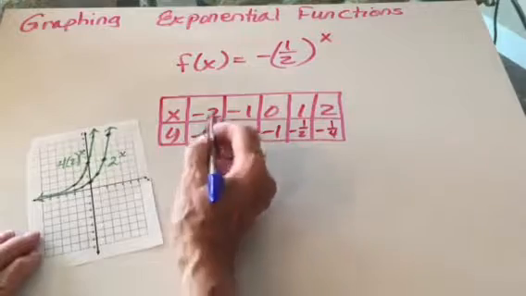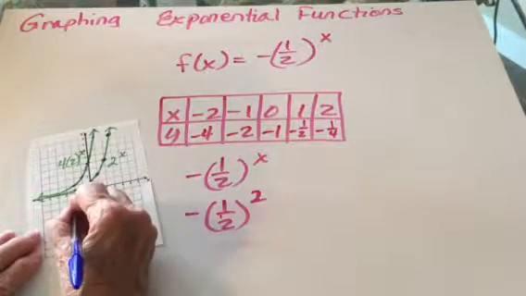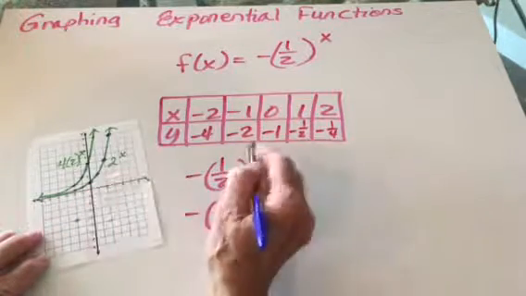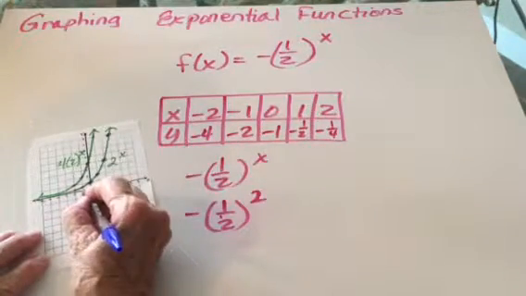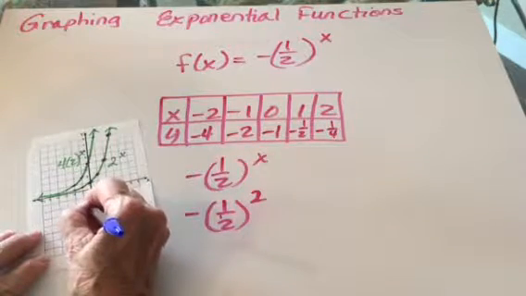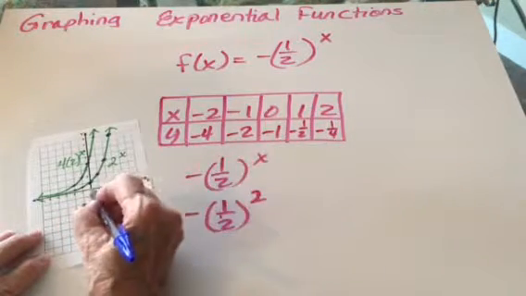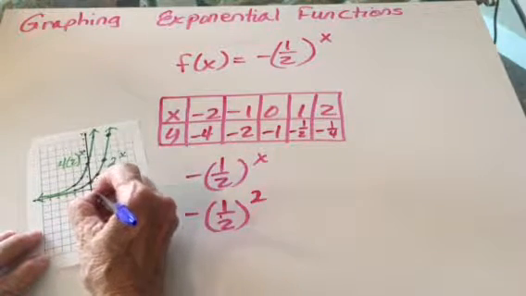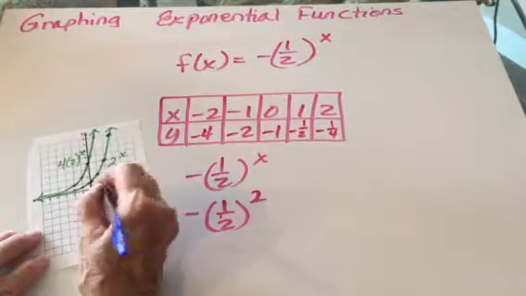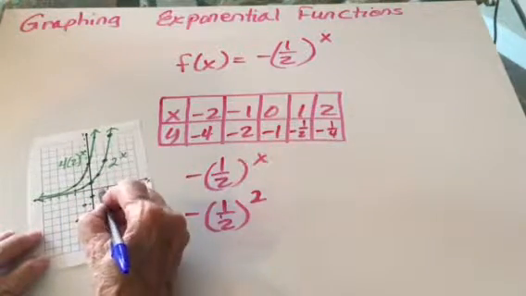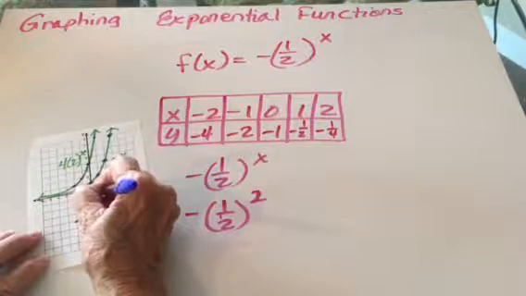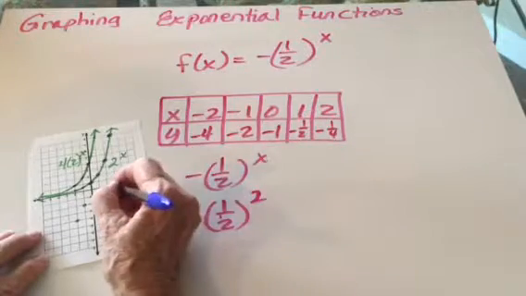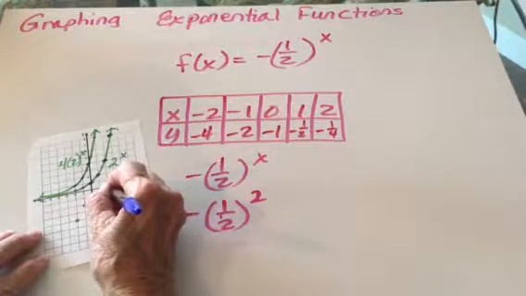All right, so when x is negative 2, y is negative 4. When x is negative 1, y is negative 2. When x is 0, y is negative 1. When x is 1, y is negative 1/2. When x is 2, y is negative 1/4.